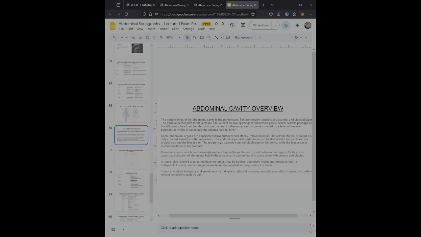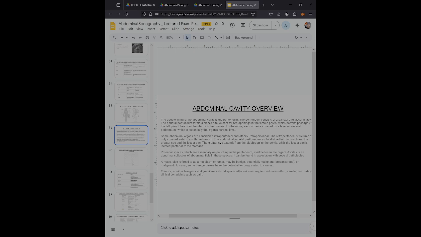The retroperitoneal structures are only covered anteriorly with the peritoneum, and posteriorly they are free. The abdominal parietal peritoneum can be divided into two sections. So the abdominal parietal peritoneum has a greater sac and a lesser sac. The greater sac extends from the diaphragm to the pelvis, while the lesser sac is located posterior to the stomach.